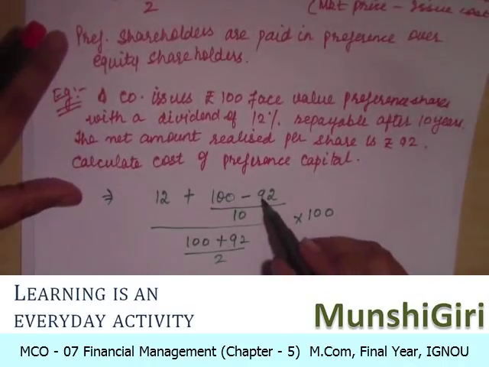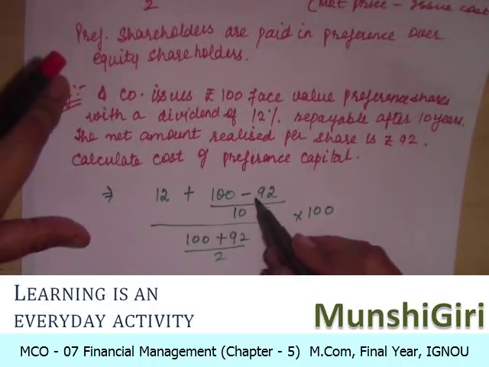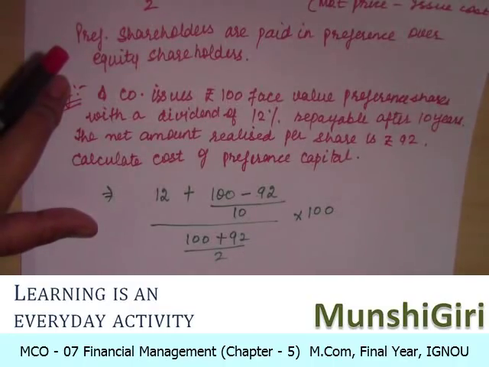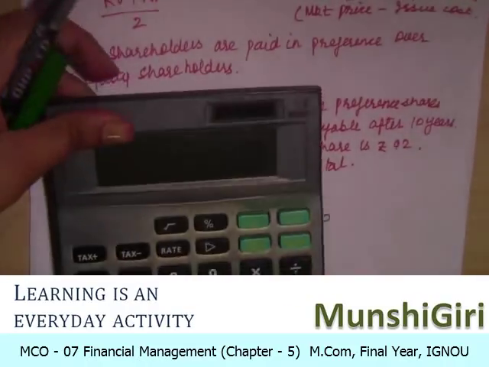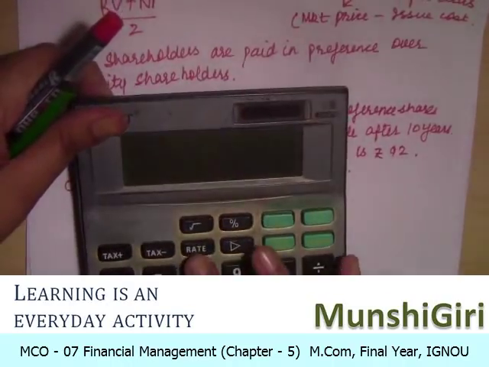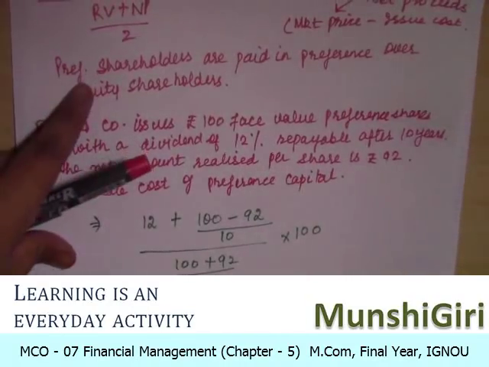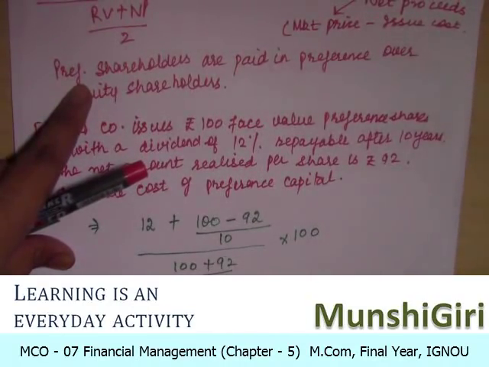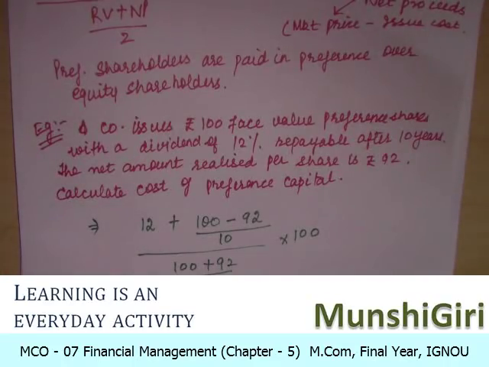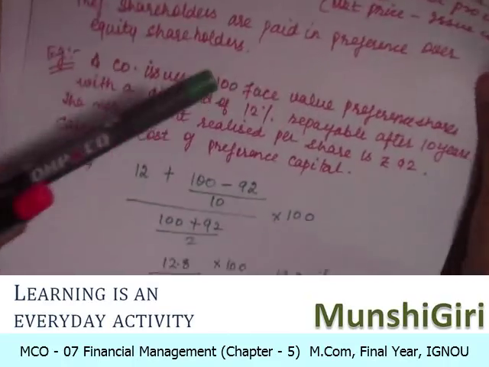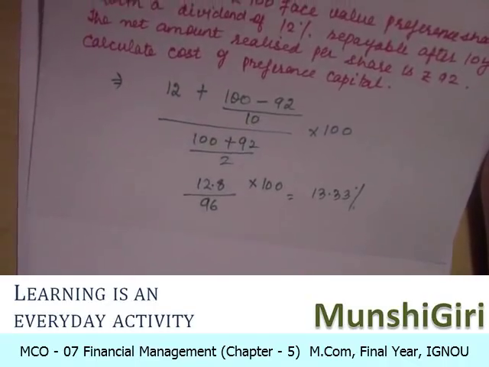So let's solve this. 8 divided by 10 is 0.8, so 12.8, divided by (192 divided by 2) which is 96, into 100. 12.8 divided by 96 into 100 is 13.33%. So this was how to calculate the cost of preference capital. Coming to cost of equity capital.